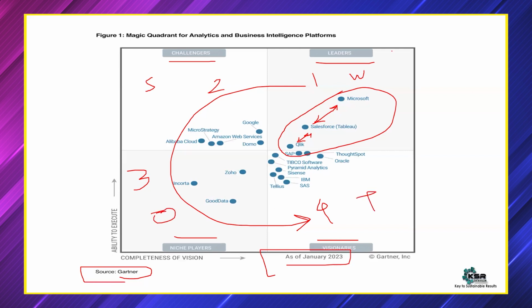This might look like a SWOT analysis, but no, this is not a SWOT analysis. This is purely a quadrant. Here, you can assume this as a leaders quadrant, where all the leaders related to BI tools or reporting tools are present. The gap between Microsoft and Salesforce is high.